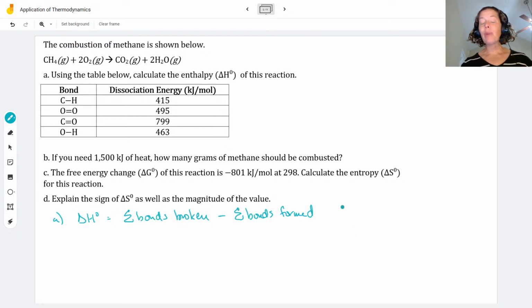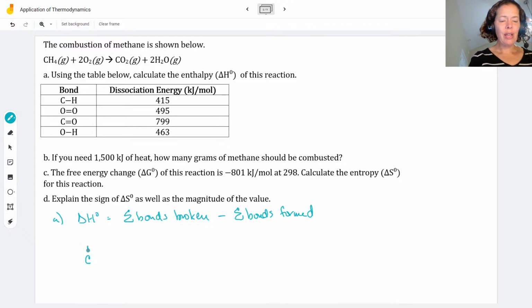But for this one, because we have been given bond dissociation energies, we're going to use bonds broken minus bonds formed. Now, that makes this problem a little bit more difficult because we have to figure out what the bonds are first before we know if they're broken or formed, which means we need Lewis structures, which is why they did not ask us that on the glucose problem. They asked us that for the combustion of methane. So let's get Lewis structures written out for this entire reaction.